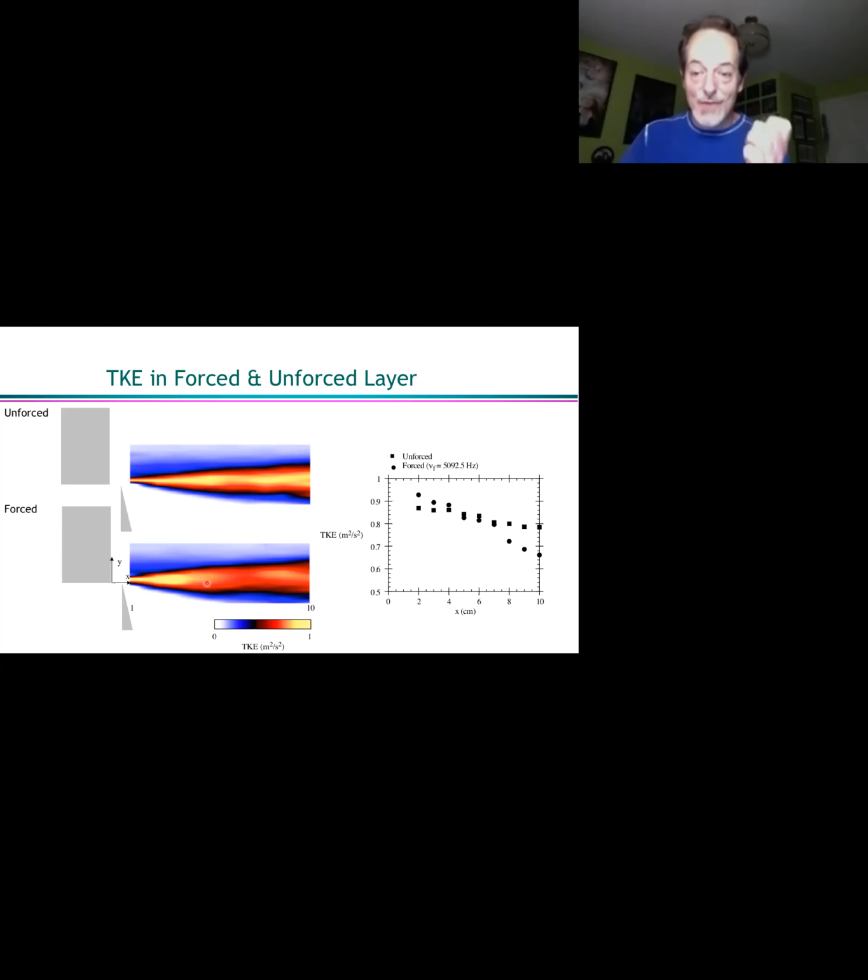So what's really cool about this is, yeah, right by the actuator, you do have an increase in turbulent kinetic energy. But as you go further downstream, look, this is actually lower than the unforced case. So when you plot the two, upstream, the forced flow has about 20 or 30% more turbulent kinetic energy than the unforced case. But by the time you get downstream, it's got 20 or 30% less turbulent kinetic energy.